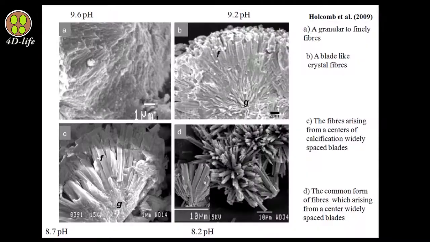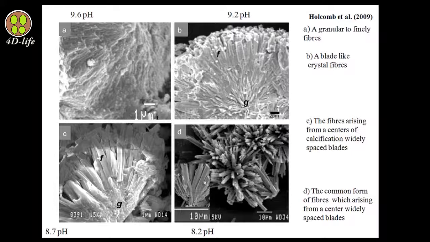Holcomb et al., in 2009, answered this question. They showed that the coral crystal structure starts to deform and grow differently at high pH and calcium carbonate supersaturation rate. Let's explain with this picture.